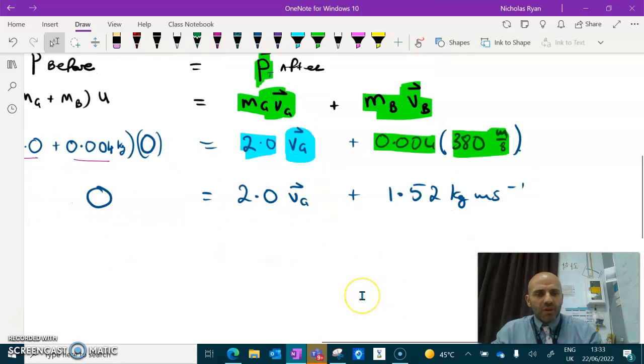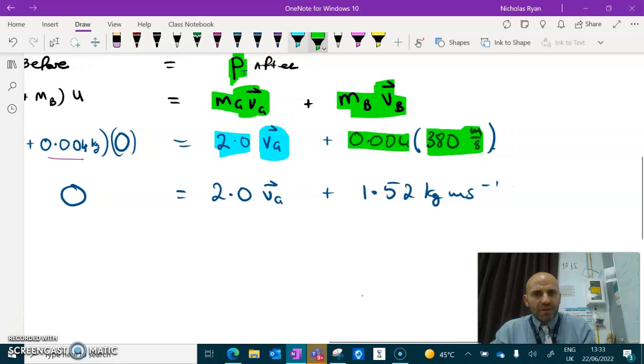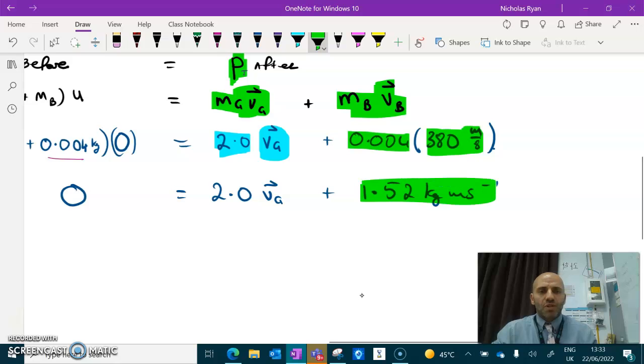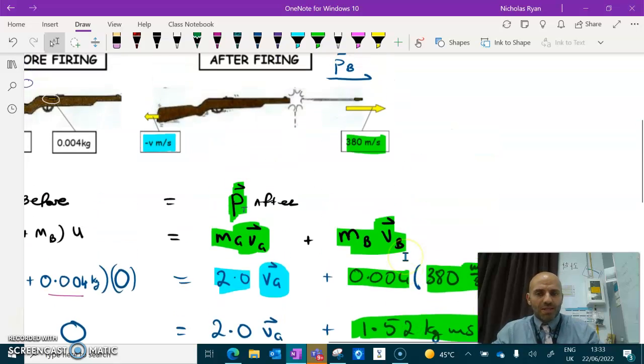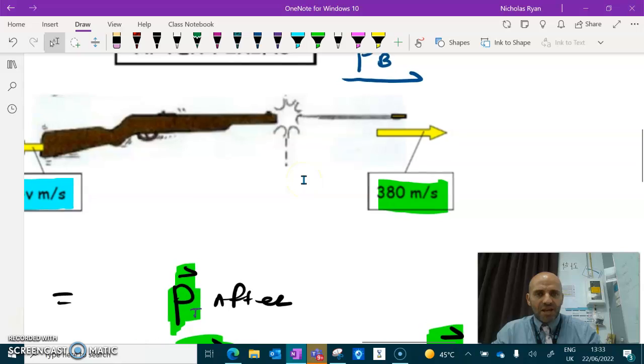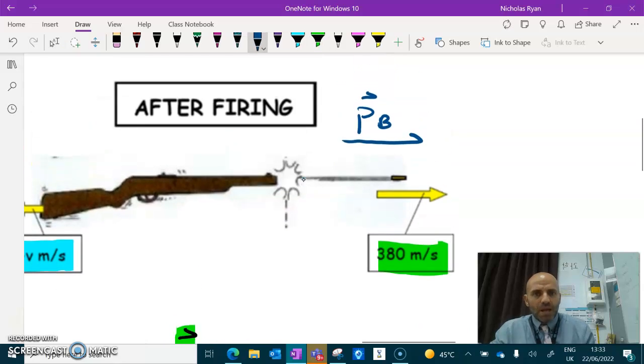Okay. Now, if I work out what that value is, that turns out to be 1.52 kilogram meters per second. And once again, just like we've done before in those examples, I'm going to represent that as a vector. And that vector, I will say, is going to the right with 1.52 kilogram meters per second.